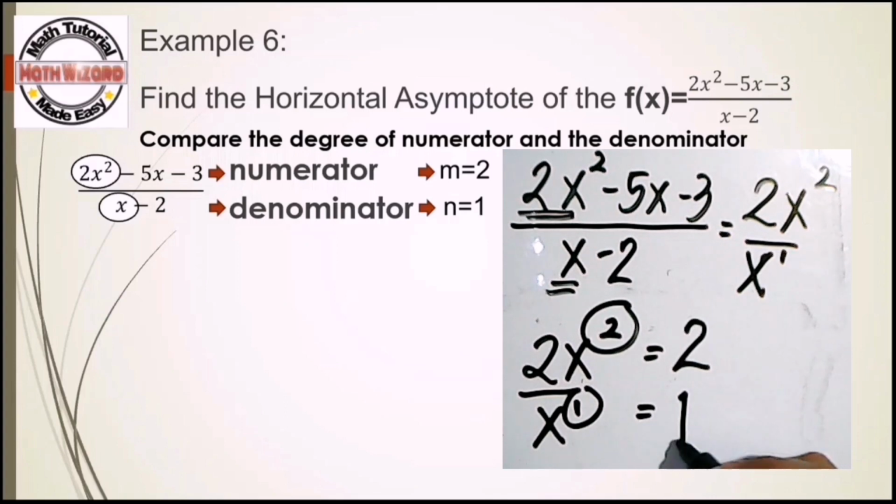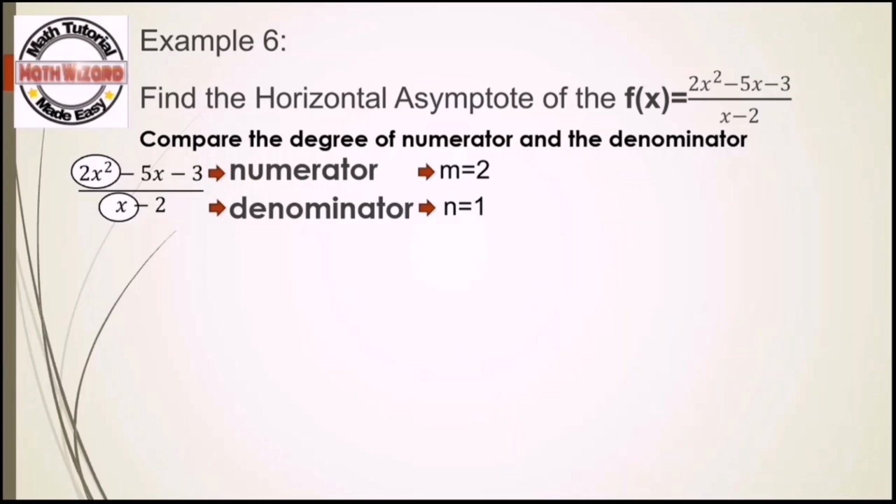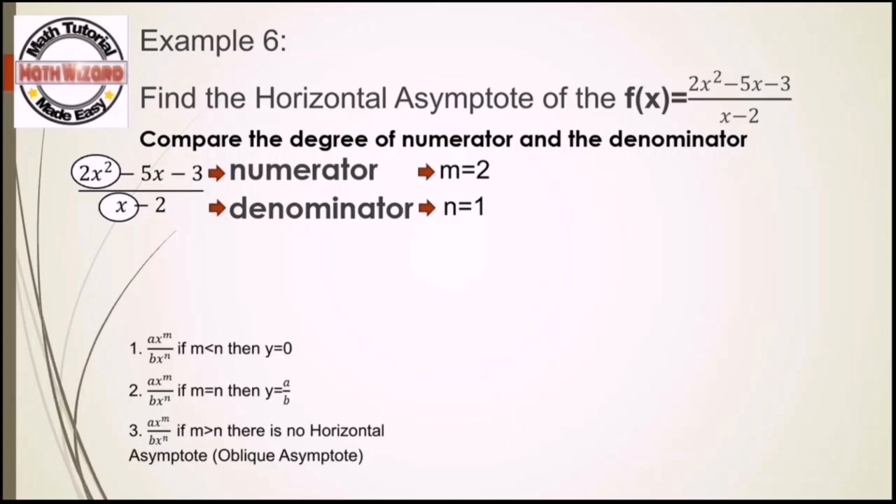Now, again, paulit-ulit na pagko-compare ng ating degrees. So, as we can see, pagka-compare natin, tingnan natin, what is the theorem? Is it the first one, the second one, or the third one? So, alin bang mas malaki? Yung m or yung n? Yung m. That is why m is greater than n. So which theorem is that? The first one, the second one, or the third one? It is the third one.